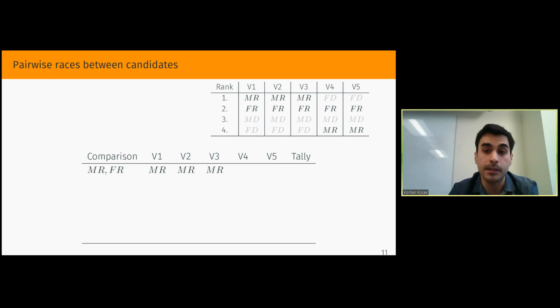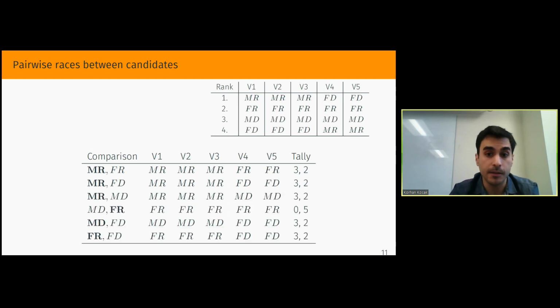So, in such a matchup, they would vote for the male Republican. Voters 4 and 5 prefer the female Republican. She's ranked above the male Republican, so they would vote for the female Republican instead. So this election between MR and FR would be resolved in favor of MR with 3 votes in favor and 2 votes for FR. And I can do this for every possible race and populate this entire table.